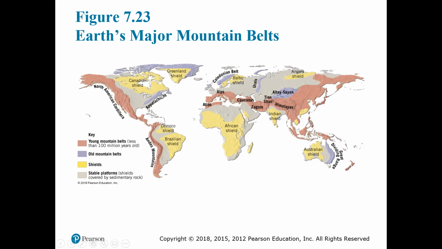Then we see our older mountain belts like the Appalachians, one there in Greenland, the Caledonian Belt, the Ural Mountains. We see the shields, and then stable platforms, which are more in the middle of the continents.